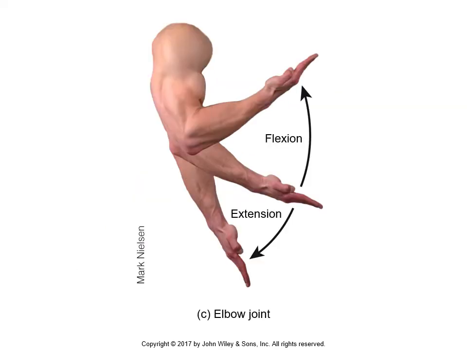Same idea with the elbow. I just talked about this one a second ago. If I bend the elbow, let's say I'm talking about my right arm, if I bring my right hand up so I kind of touch my right shoulder, that is flexion of the elbow. If I take my right elbow and straighten it out, so my hand moves away from my shoulder, that's elbow extension.